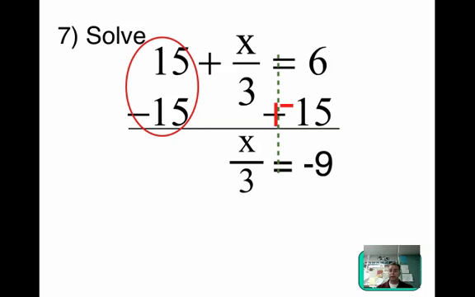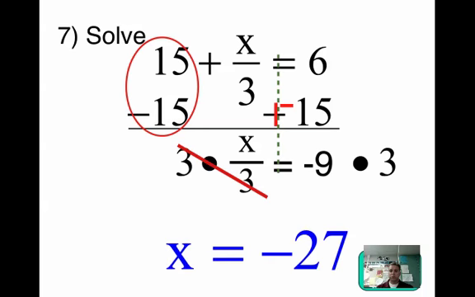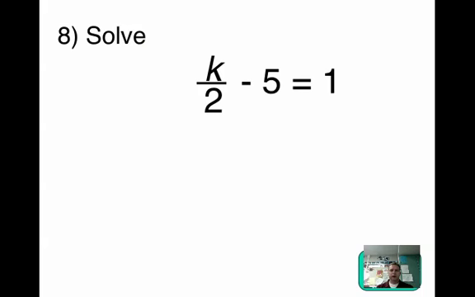They're dividing by 3, so we're going to multiply both sides by 3. Get our anorexic 1, and x is equal to negative 27. That's the answer. Number 8. Go ahead and try this problem. This one you should be able to get correct.